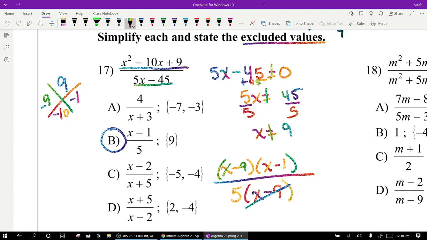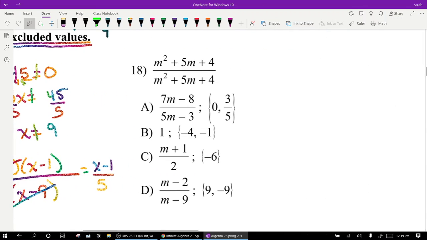My x minus 9's cancel out, which leaves me with x minus 1 over 5, which we said was our answer, and x cannot equal 9. So always check just your excluded values first, and if you do that, then you probably can get your answer, but if not, then you'll need to simplify it a little bit more. But usually you can at least eliminate one answer.